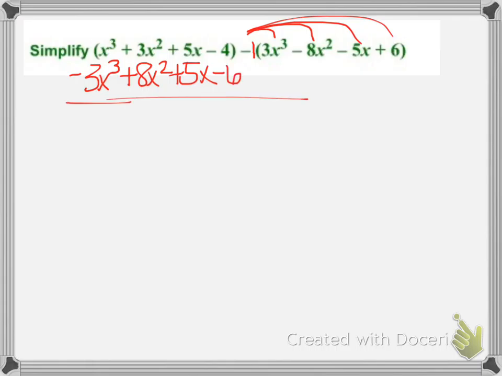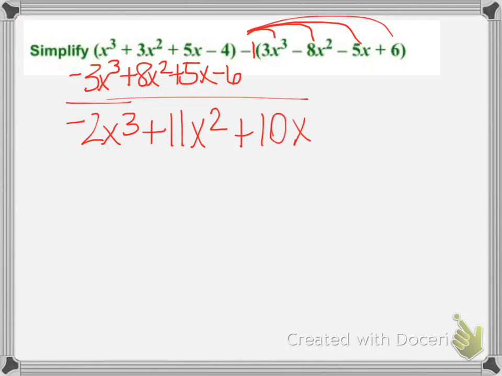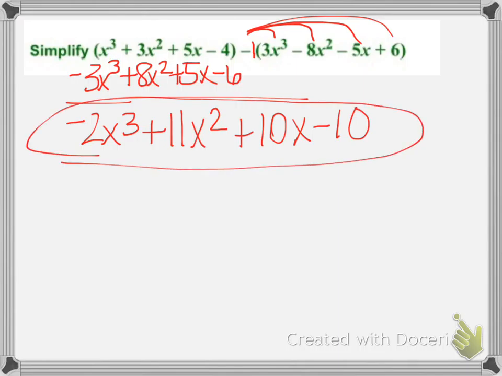Now you're right back to what we did before, where you just combine your like terms. Okay, so we've got negative 3x to the third plus 1x to the third is negative 2x to the third. And then 8 and 3 is 11x squared. And then 5 and 5 is 10x. And negative 4 and negative 6 is negative 10. So you're finished. That is your final answer.